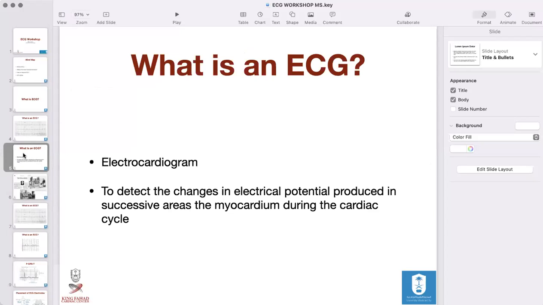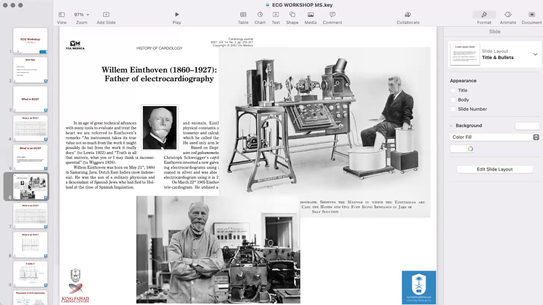The main function of the ECG is to detect any changes in the electrical potential produced in successive areas of the myocardium during the cardiac cycle. So that's exactly what the ECG does. It was invented by William Einthoven, and that's what we call the Einthoven triangle in the ECG. On the right side, this is how the first ECG was done, rather than just putting a sticker. And still the same concept applies after a century.